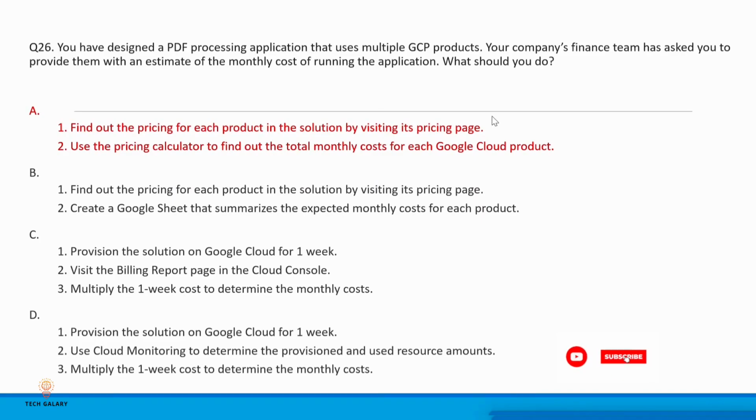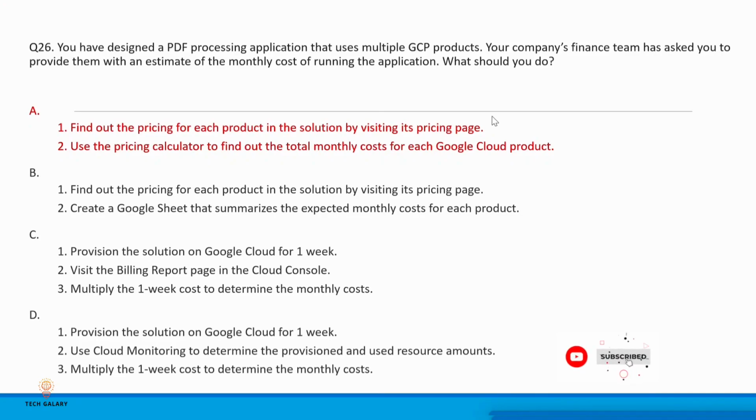So let's check the option D. Provision the solution on Google Cloud for 1 week. Use cloud monitoring to determine the provision and use resource amounts. Multiply the 1 week cost to determine the monthly cost. Even this is a tedious process and there is no need to keep the infrastructure provisioned just to calculate the price. Option B, C and D are not correct.